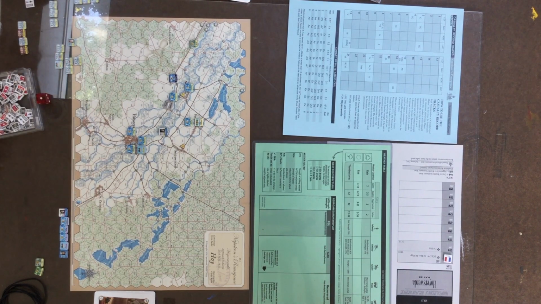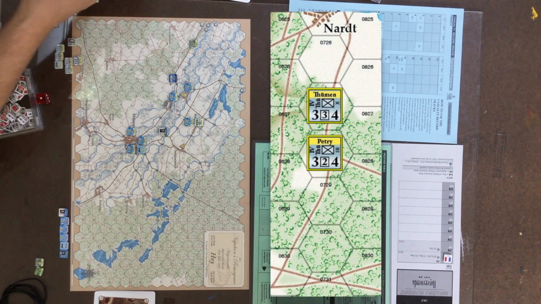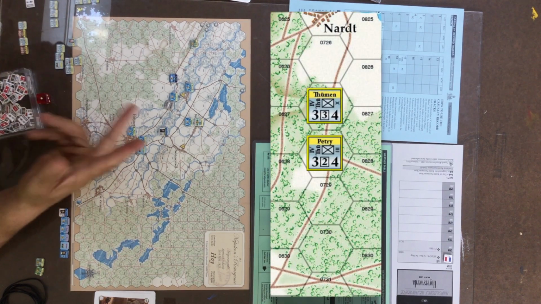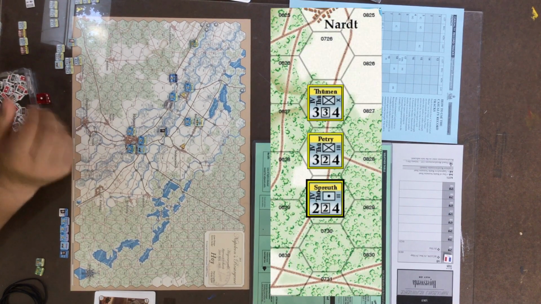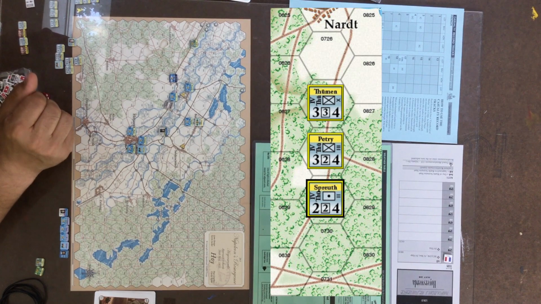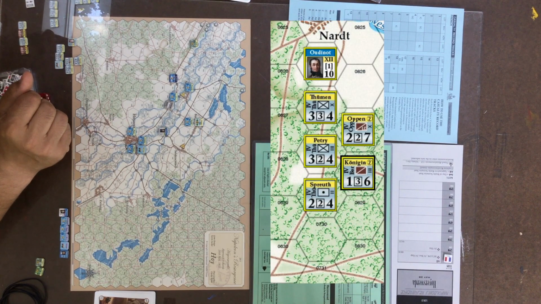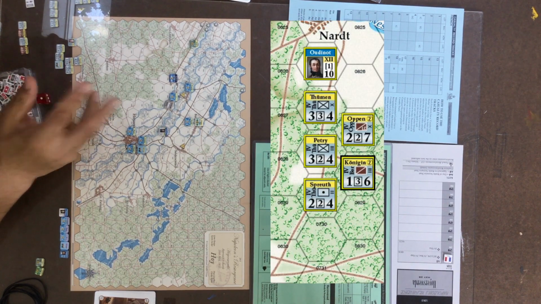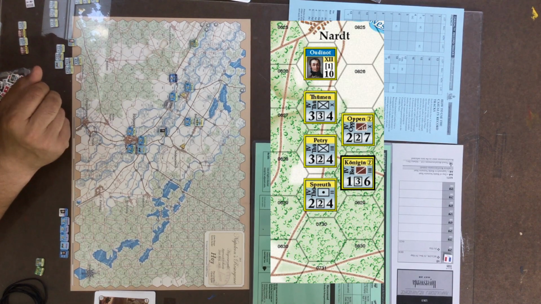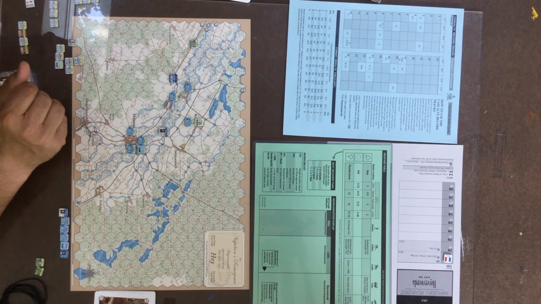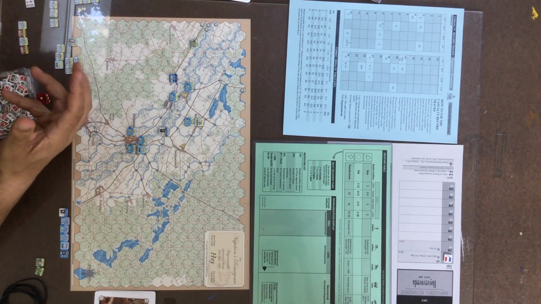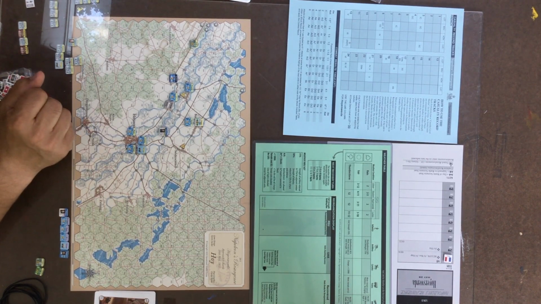All right, let's go through stacking real quick. Stacking can be a little funky. So the basic rule is 2 combat units. If everyone's from the same division, it can be 3 combat units. If you have a leader, you can stack 5, but only 2 of them can be infantry. If they're all from the same division, you can have 3 infantry. It's a very hard thing to kind of summarize, but that's basically how it works.